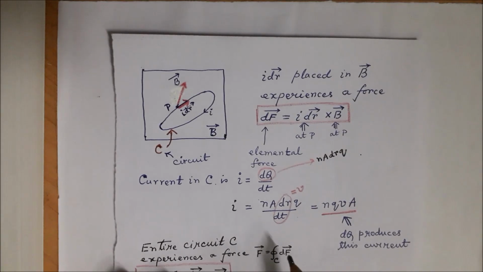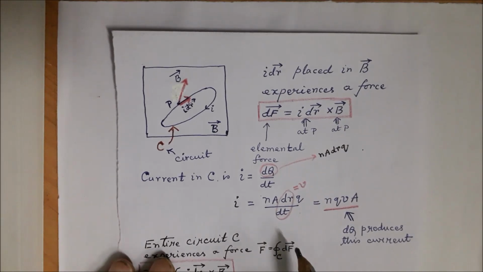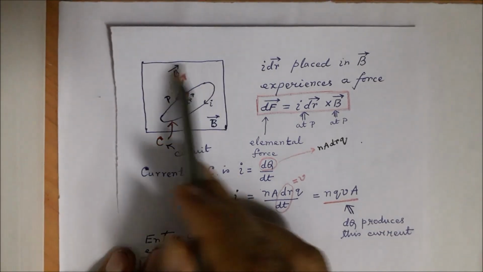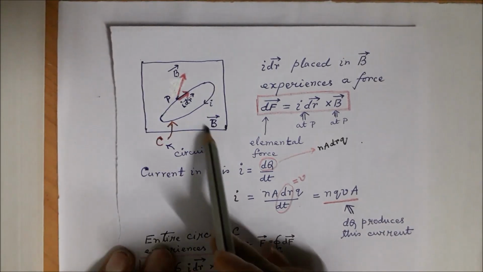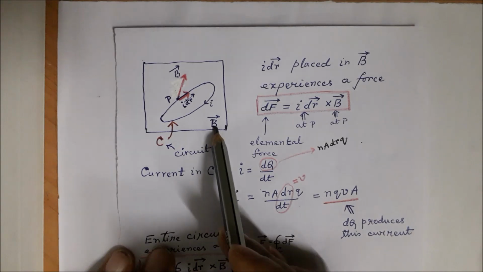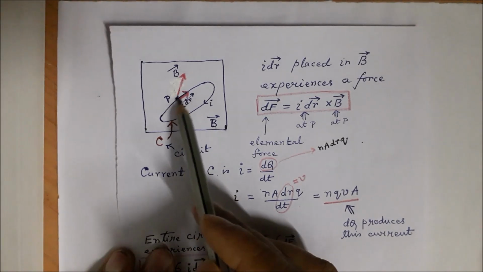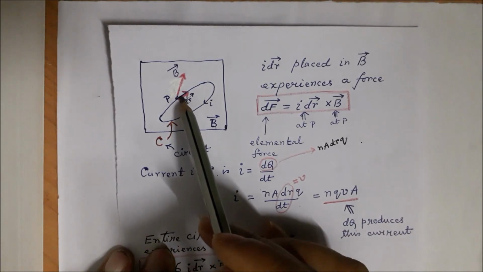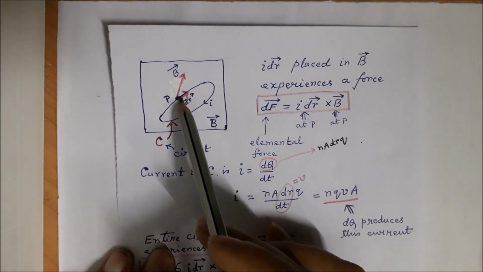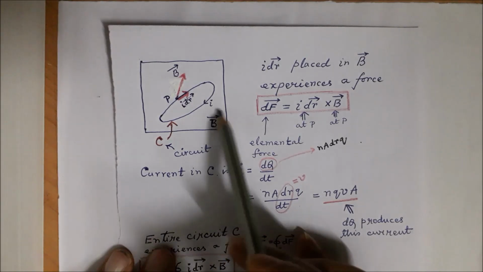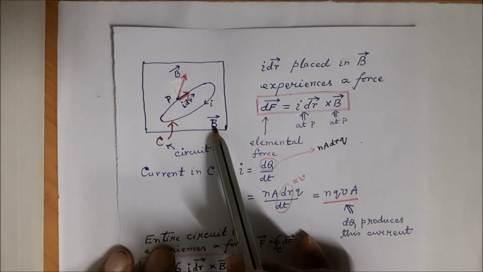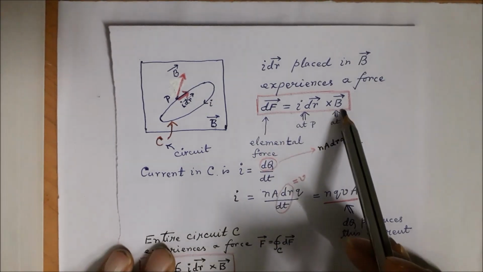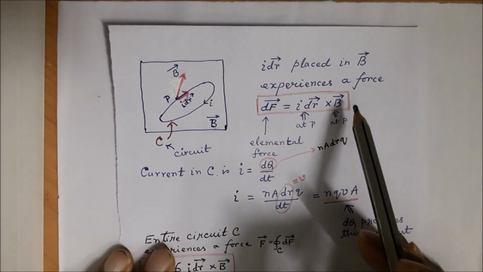So what we have actually done and what we have actually got is this. There is a region where a magnetic field is effective, denoted by vector B, and in this region we have placed an I dr, a current element, and this current element therefore experiences a force due to this B field, and the amount of force, the elemental force, is dF equal to I dr cross B. So this is the result which we got.